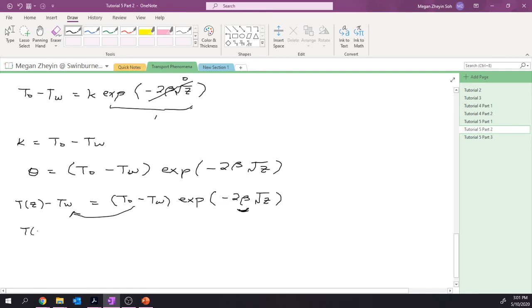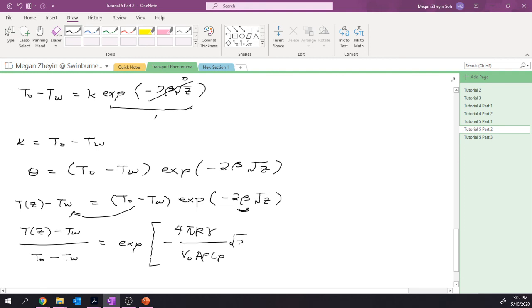We shall get (T(z) minus Tw) over (To minus Tw) equals the exponent of negative 2, so multiplied it becomes 4 pi r gamma over VOA rho Cp, multiplied by square root of z.